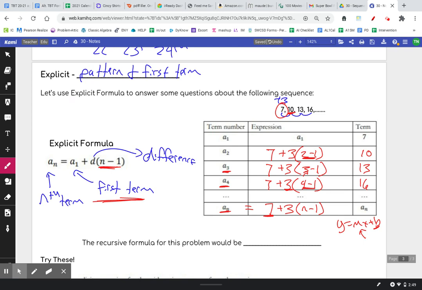It says, what should the formula be for this problem? It would be, what's your start? What is your first term? Okay, our first term was 7. What's our difference? Our difference was an addition of 3. And then we're going to use it for the term minus 1, because that minus 1 takes out the fact that we already have the start in here, our start of 7.